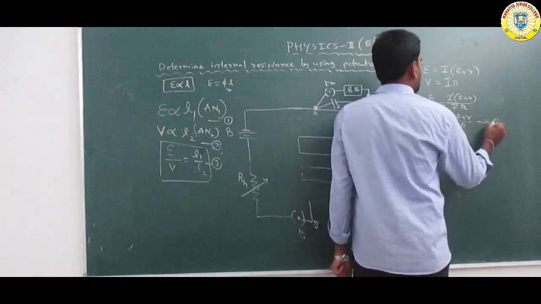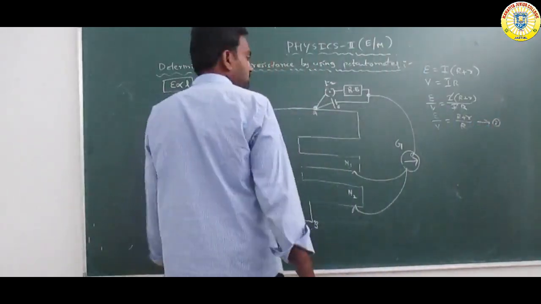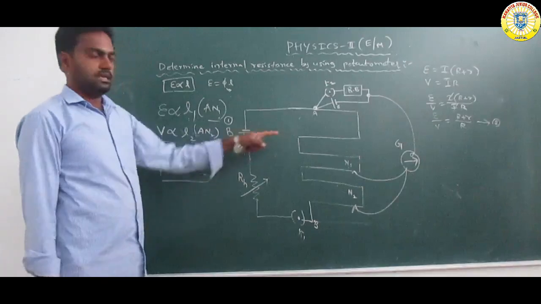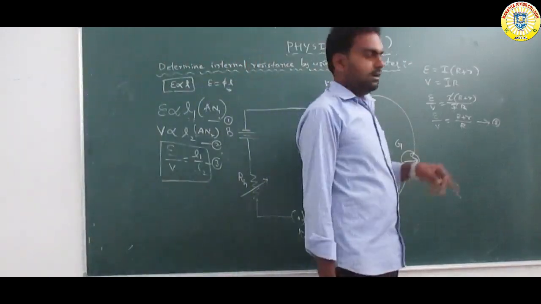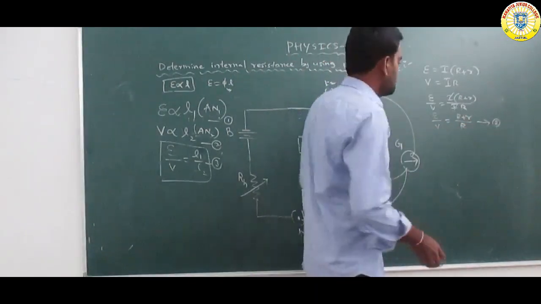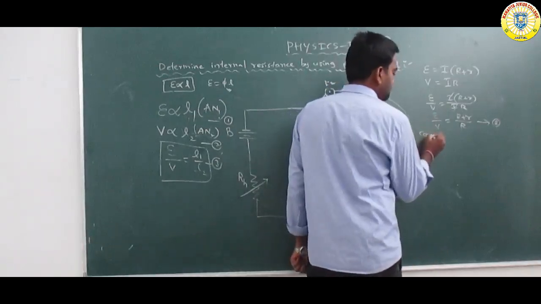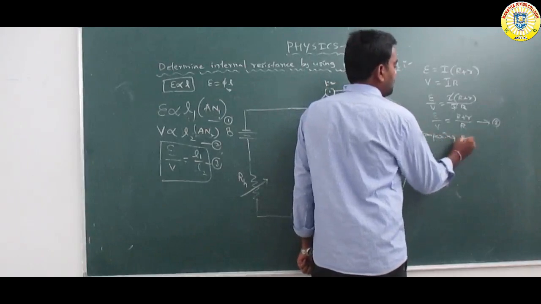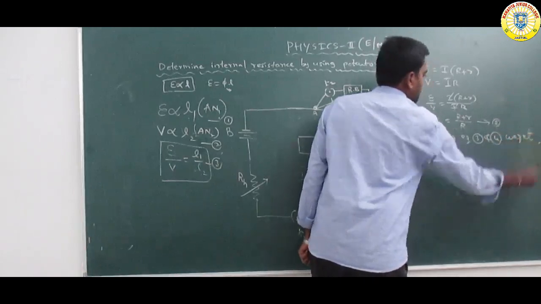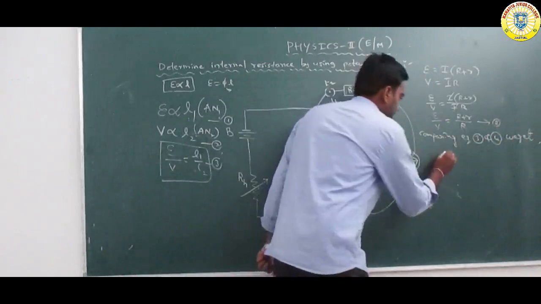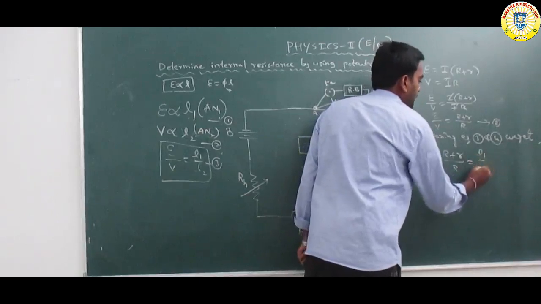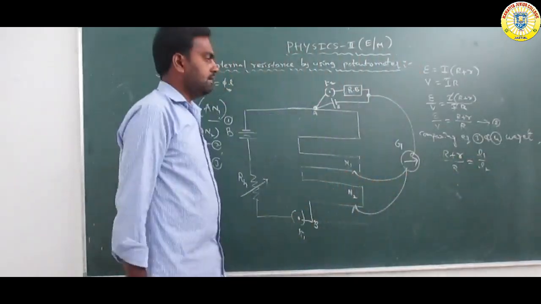This is called equation 3, and that one is equation 4. So E by V is equal to L1 by L2 from the circuit, but in the formula E by V is equal to (R plus r) by R. Comparing equations 3 and 4, we get (R plus r) by R is equal to L1 by L2.